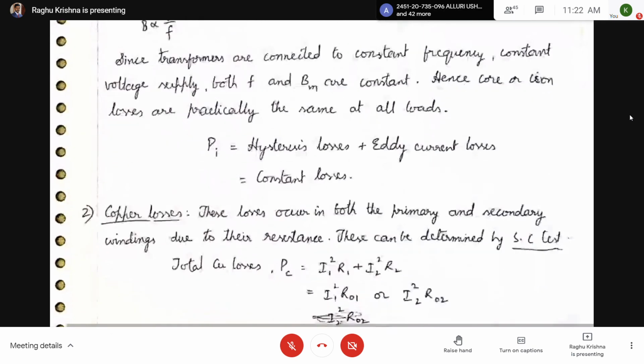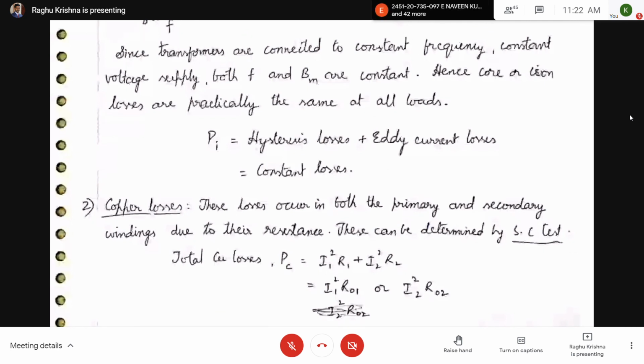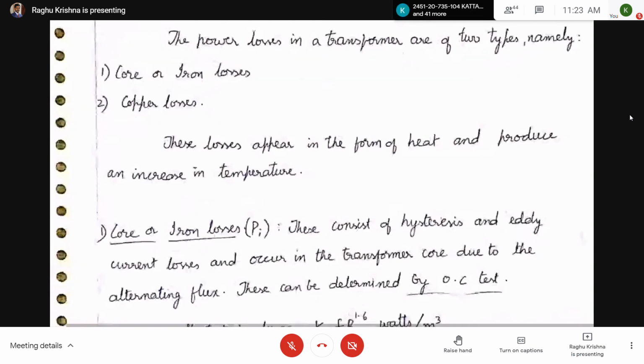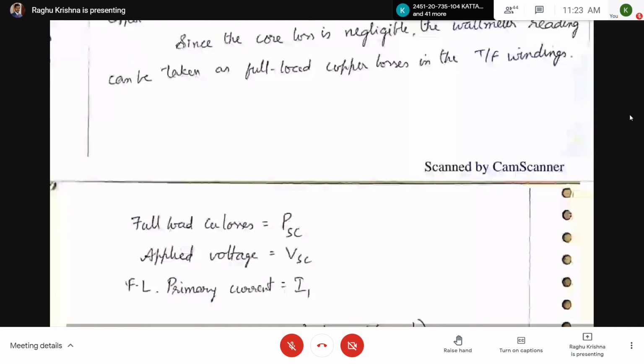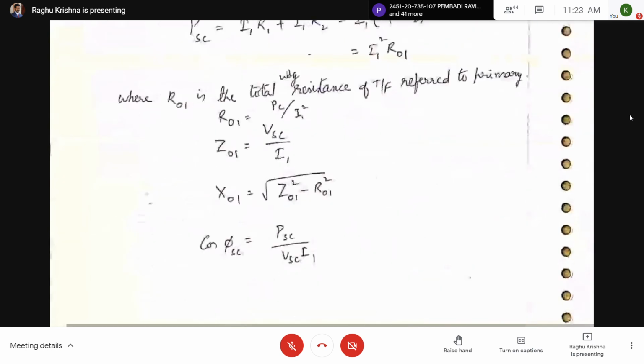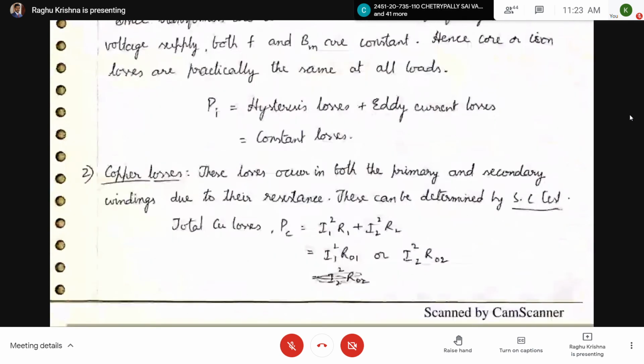Next, coming to copper losses. These occur in the copper winding. These losses occur in both the primary and secondary windings due to their resistance. This can be determined by the short circuit test. The short circuit test is not in your syllabus. If you want, you can refer to it, but it is not required for you. Just know what is meant by copper losses. That is enough.